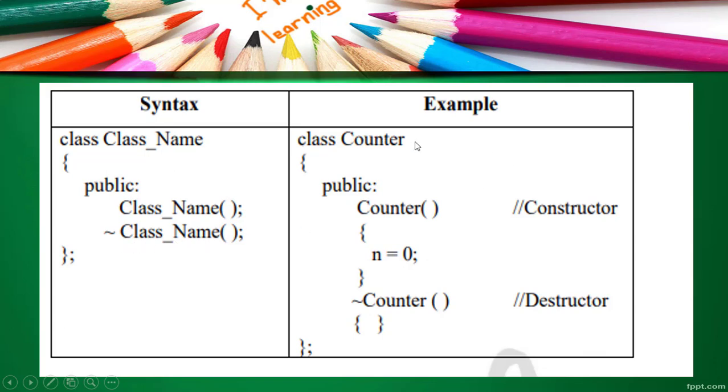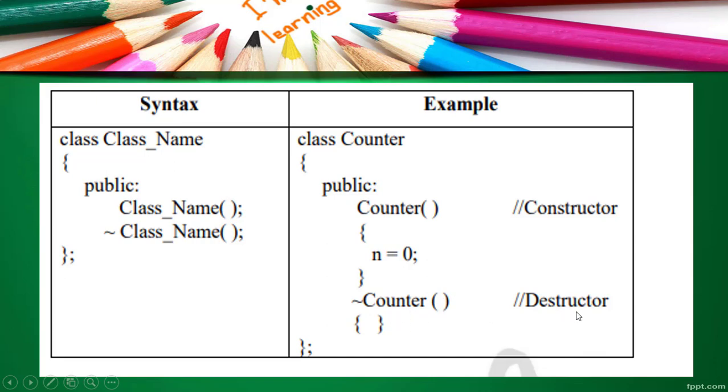In this example, class counter, public is the access specifier. In this, we have a constructor counter. The class name and the constructor name are both the same, and n = 0; we are initializing the value of n to 0. Again, we have a tilde symbol and the class name over here, with parentheses. When we use a tilde symbol before the constructor name, then it is a destructor.